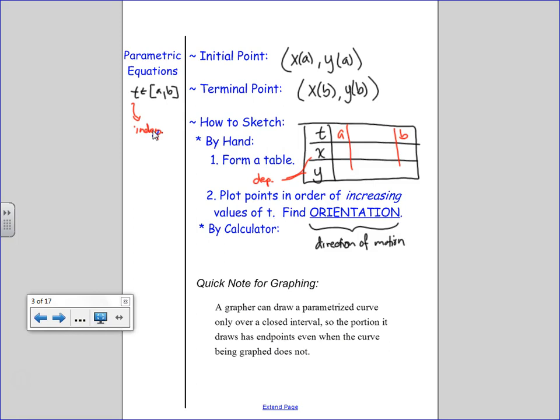Calculator, I think we already talked about, we kind of did a preemptive. We went to the par mode. We're going to play around in there. Your window. Did we talk about it? No. Your window. There's going to be something new, or at least new for us in calculus. There's going to be a T-min and a T-max and a T-step.